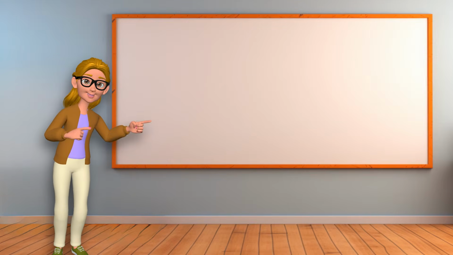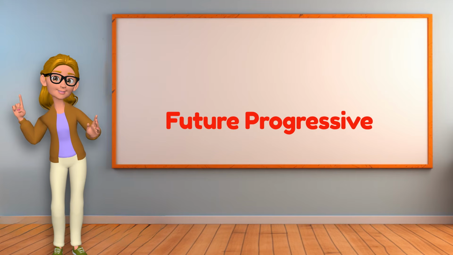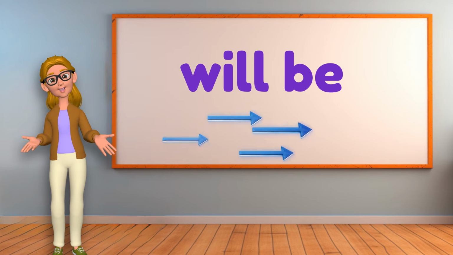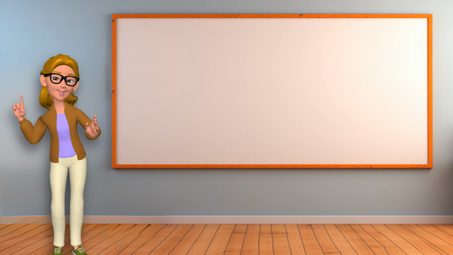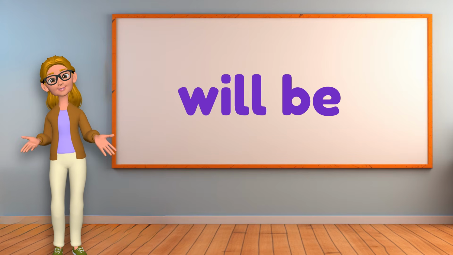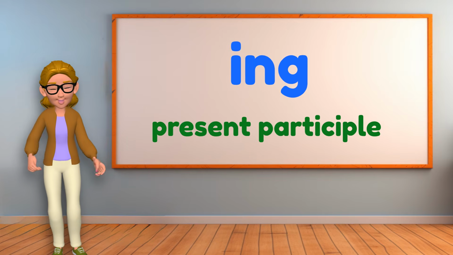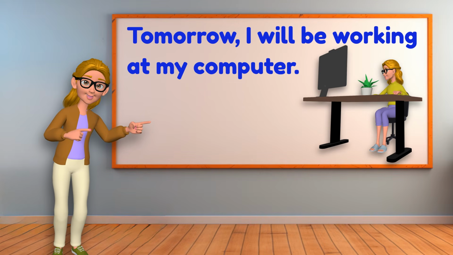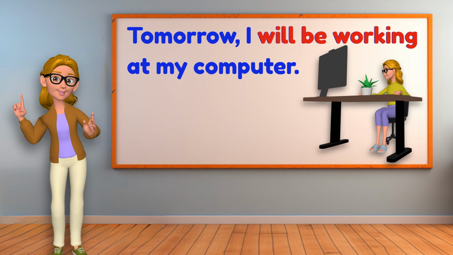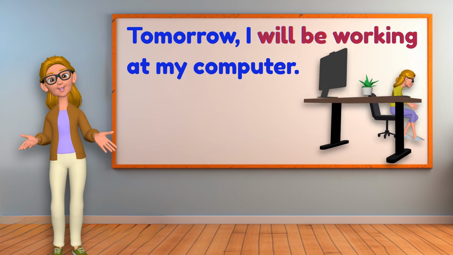Finally, let's talk about the future progressive tense. We use this when we want to talk about something that will be happening at a specific time in the future. Here's how it works. Use the words will be and the ing form of the verb, the present participle. For example, tomorrow, I will be working at my computer. This means at some point tomorrow, the action of working at my computer will be happening.